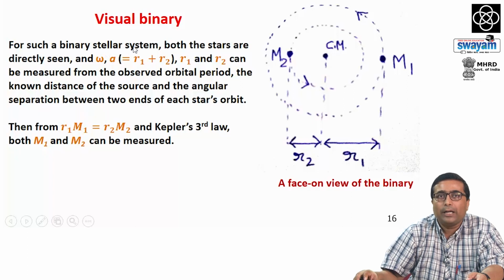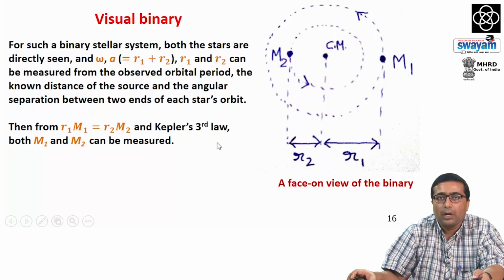For such a visual binary stellar system, both the stars are directly seen, and therefore we can directly measure omega, a, which is R1 plus R2, R1 and R2, from the observed orbital period, the known distance of the source and the angular separation between the two ends of each star's orbit. And then from R1 M1 equal to R2 M2 and Kepler's third law, both M1 and M2 can be measured.